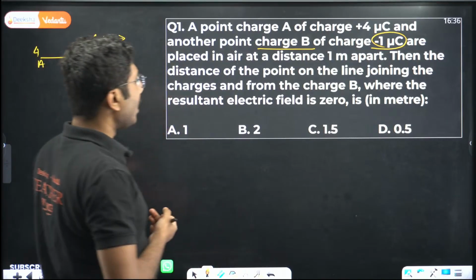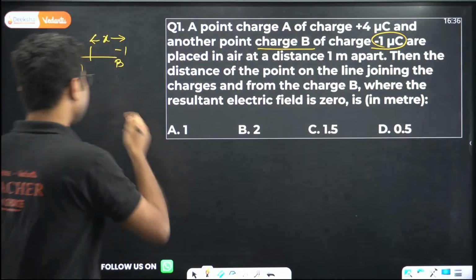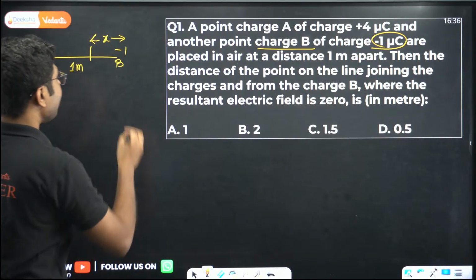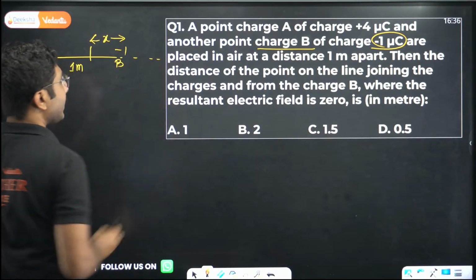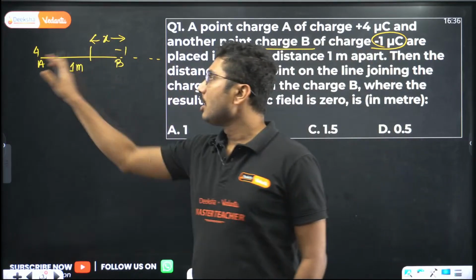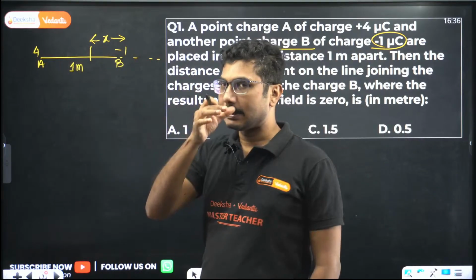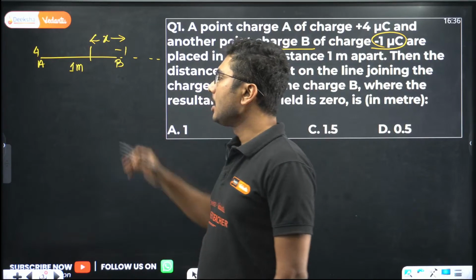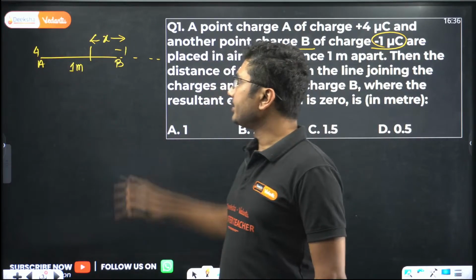Now if you are considering inside the point, it can be 0 here as well. First of all we have to find out whether it will be between these two charges or beyond these charges. That is a very important point to understand. This charge is positive, this charge is negative.